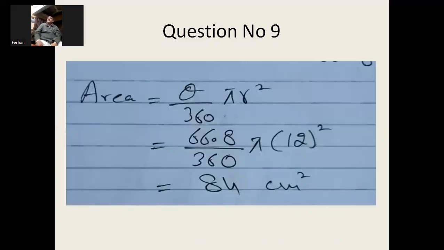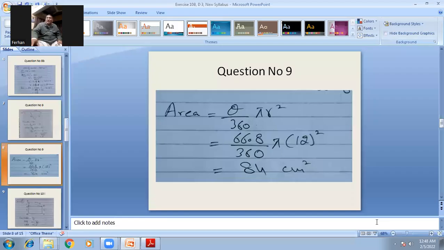66.8 degrees. Okay. Now, if you want to find out the area of the sector, the formula is theta divided by 360 times pi r squared. The theta is 66.8 divided by 360, multiplied by pi, multiplied by the radius 12, so 12 squared, and that will be 84 centimeters squared. So this is how you will do question number 9.